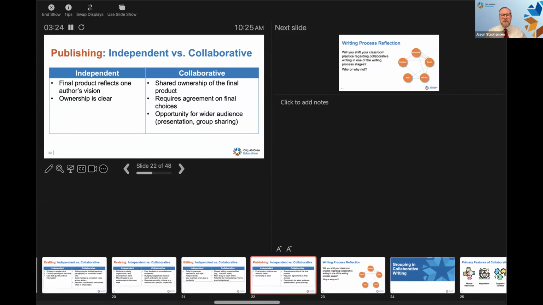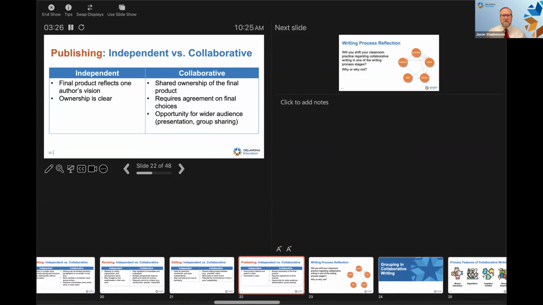And then in publishing, a final product would be yours and yours alone to be proud of and be clear on. But whenever it is a collaborative piece of writing, there's a shared ownership of that work, and there would be necessary agreement on what the final choices are for how we want this final draft to look. But it might also increase your audience sharing opportunities if you do that collaboratively.